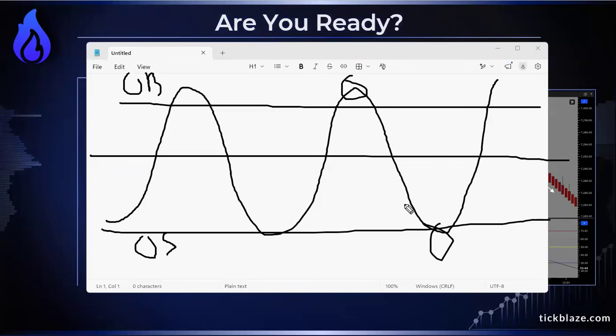What is it built for? Crickets here? Anybody? What is it built for? What do you think it's built for? Momentum. So where would we be measuring momentum? The midpoint. The RSI is built around the 50% line. The midpoint is everything about the RSI.